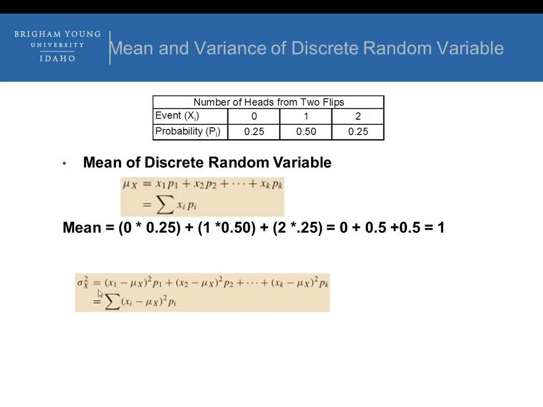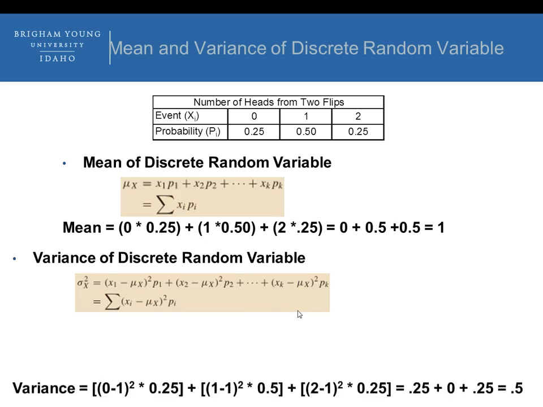So here's the formula for it, where we take each observation minus the mean. This represents the mean. Mu is the Greek letter which stands for mean in statistics. We take each observation minus the mean. We calculated the mean to be 1 in the last problem. Then we square the difference and multiply it times the probability. We do it for each observation, and then we sum everything up.